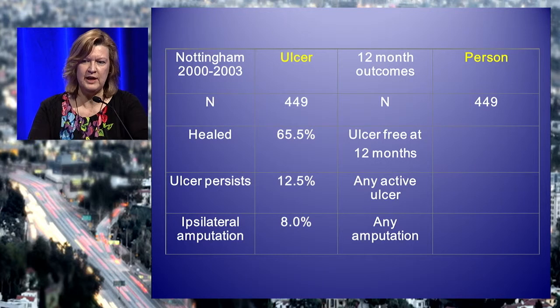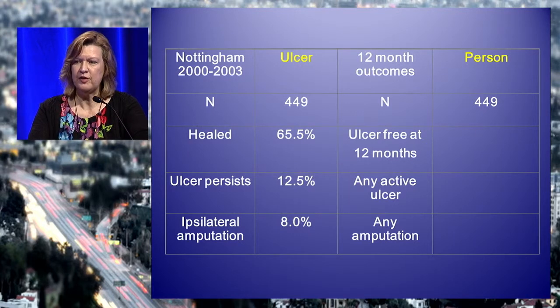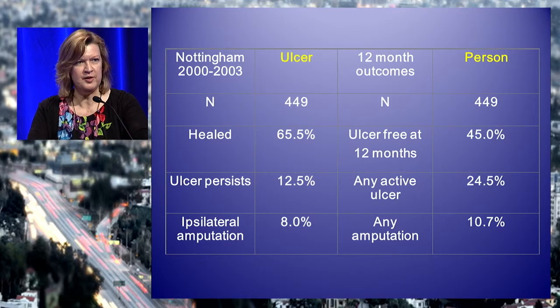65.5% eventually healed, 12.5% didn't, and 8% of those ulcers were resolved by amputation. But when we looked at the person rather than the ulcer, we discovered that only 45% of the patients were actually ulcer-free at 12 months. So they either had a recurrence of their ulcer, or they had 2 ulcers and only one of them healed.